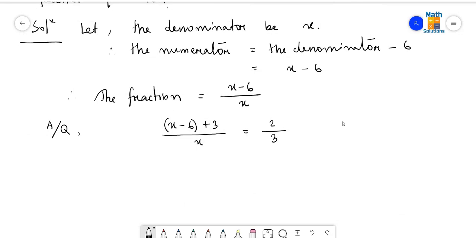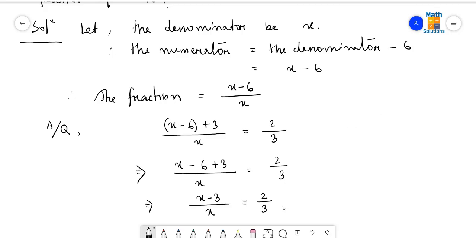Once we get the value of x, it will be easier for us to calculate the value of this fraction, because there is only one unknown term, x, present in it. So let us check what result we get. x minus 6 plus 3 divided by x is equal to 2 by 3. In the numerator, x minus 6 plus 3 gives x minus 3, so x minus 3 divided by x is equal to 2 by 3.